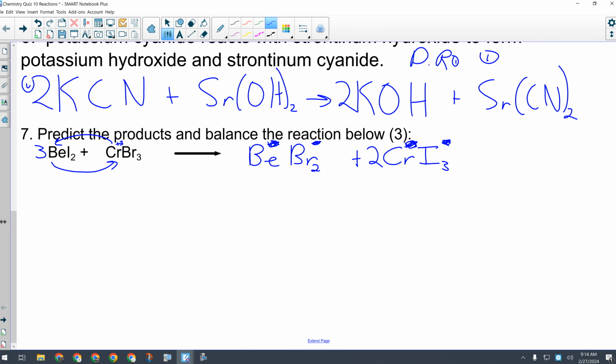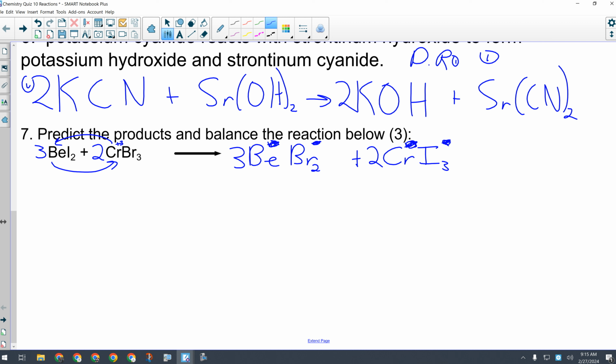A 2. Now that I do that, I've got 2 chromium, so I've got to go back over here and put a 2 in front of the chromium. When I do that, that gives me 6 bromines. I need to go over here and put a 3 there. Well, lo and behold, balancing those bromines gave me the right number of berylliums on both sides too, and now I'm done.